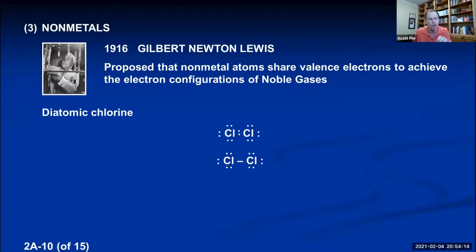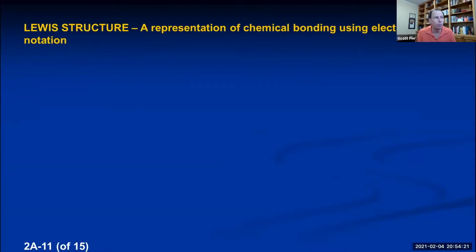And when you show the sharing of electrons with dashes from electron dot notations, we call these structures, after Gilbert Newton Lewis, Lewis structures. So it's a representation of chemical bonding using electron dot notation. That's what Lewis structures are. So in the example that we did, we have the two chlorine atoms. The dash means they're sharing a pair of electrons. We call that the bonding pair. That stands for two electrons that are bonding. I've colored it in red here.